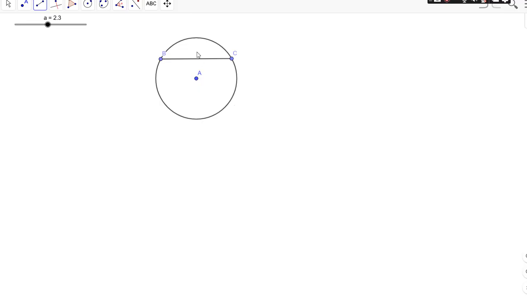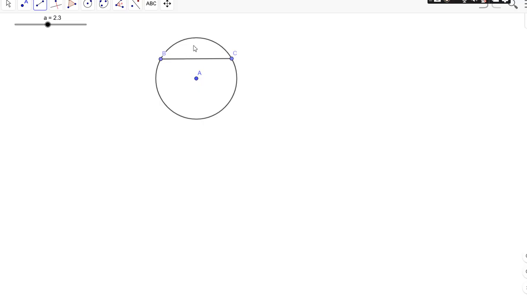It's clearly visible that BC divides the circle into two regions. One is smaller and the other is bigger. The bigger region which includes the center is known as major segment, and the region which is the smaller one, this is known as minor segment.